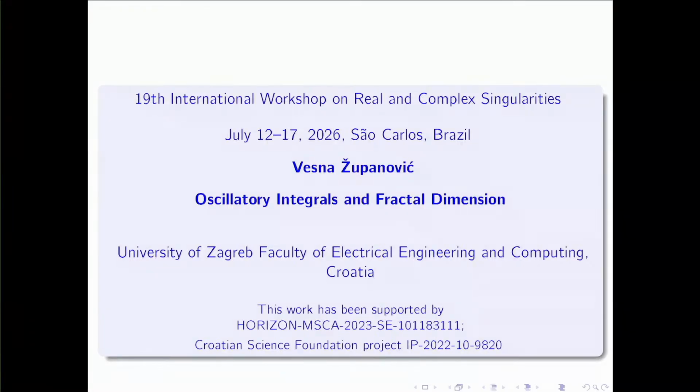Okay, I will talk about oscillatory integrals and fractal dimension. Oscillatory integrals are basically objects which are related to singularity theory, since the asymptotic expansion of the integral is related to toric resolution of singularities of the phase function.